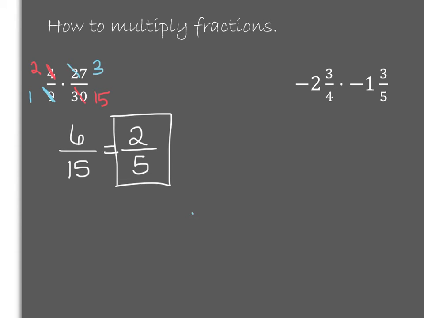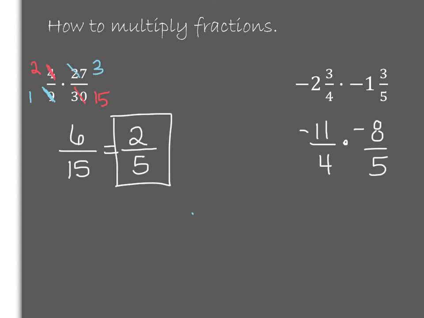On this next example, we're dealing with mixed numbers. And in order to multiply mixed numbers, you have no choice, but you must change them into improper fractions first. So negative 2 and 3/4 would become negative 11 over 4, times negative 1 and 3/5 would become negative 8 over 5. Again, I'm going to look to see if I can cross cancel.